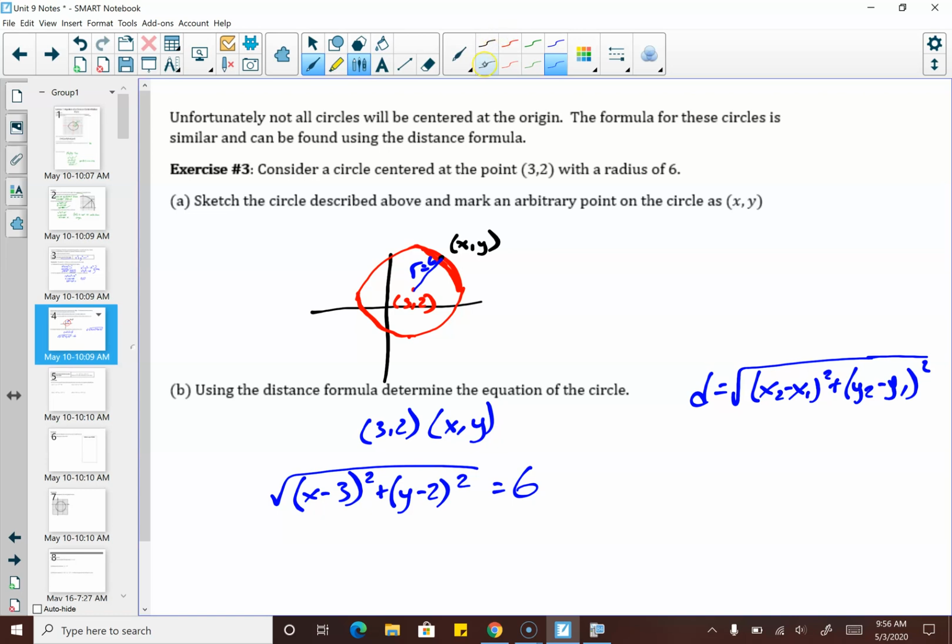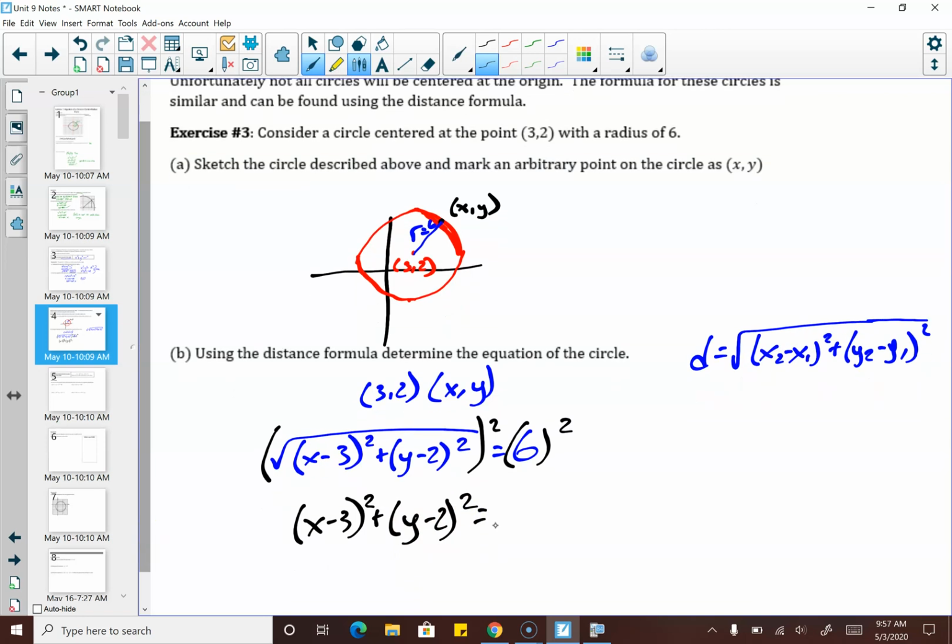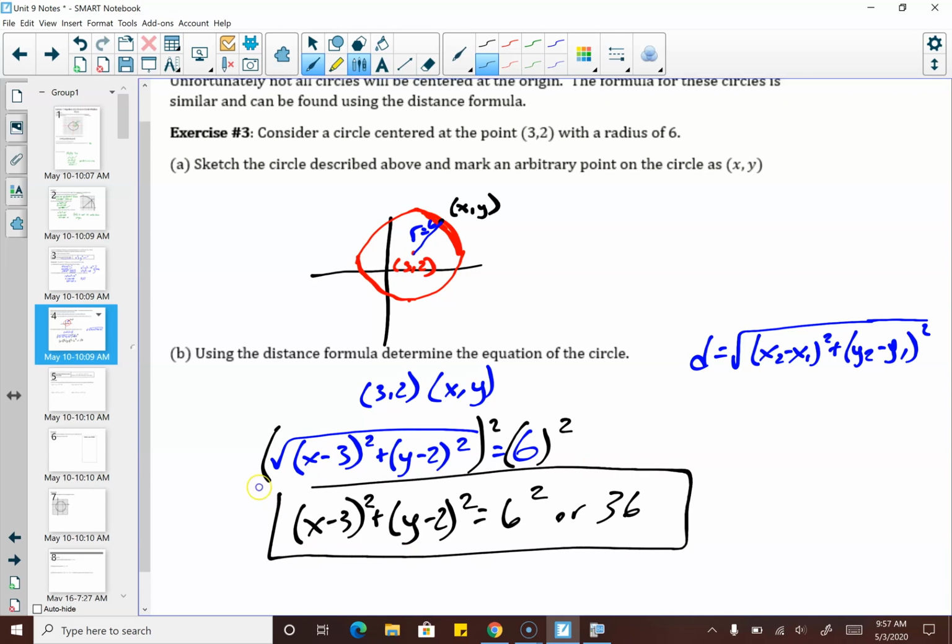So what's the opposite of taking the square root? It's squaring something. Well, whatever you do to one side, you got to do the other. So now on the left side, we end up with just what is underneath. And then on the right side, you could keep it as 6 squared, or you could actually do 6 squared and make it 36. But right here, this is the equation of our circle for something that is centered at a point other than the origin.